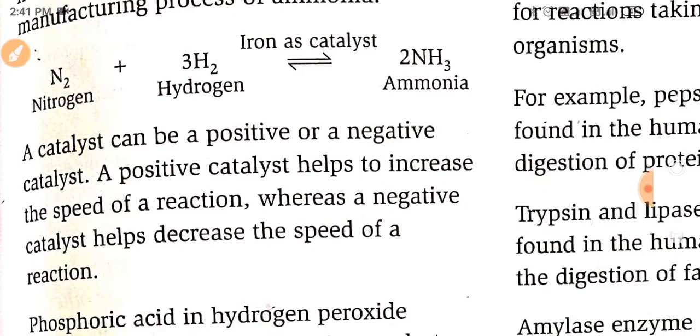A catalyst can be positive or negative. A positive catalyst helps to increase the speed of a reaction, whereas a negative catalyst helps decrease the speed of a reaction. As their names suggest, positive means which increases the rate of reaction, and negative is used to decrease it. If you want to make some substances with a slow speed, then we have to add a negative catalyst.